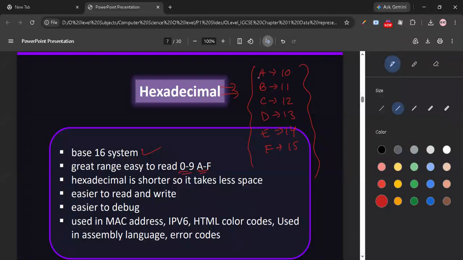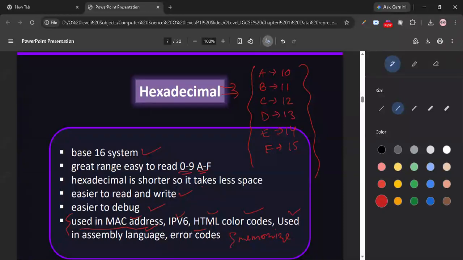These are the numbers which are converted to hexadecimal. Hexadecimals are the values which are in letter format. It's easier to write and read, and easier to debug. These are used in MAC addresses, IPv6, HTML color codes, assembly language and error codes. So these are the things you must remember. Just memorize it, so that if any question comes like this, you are able to answer easily.